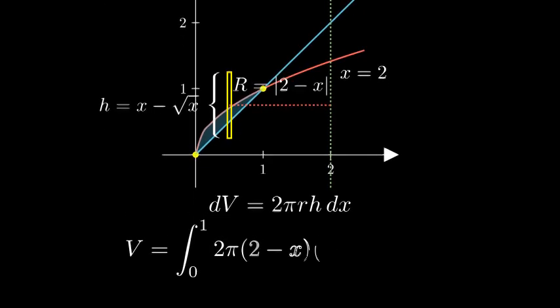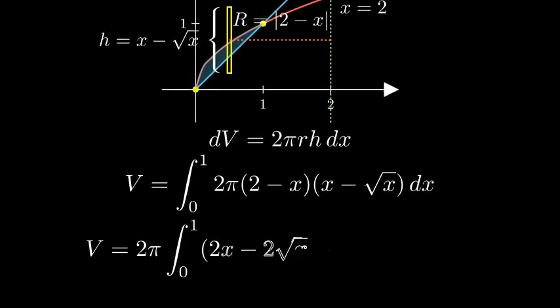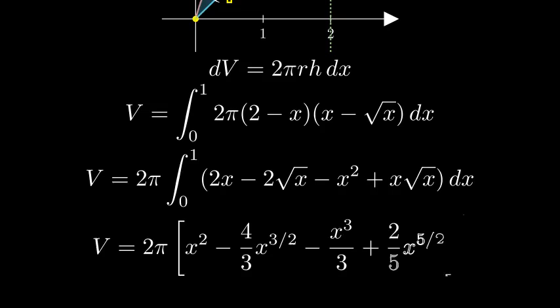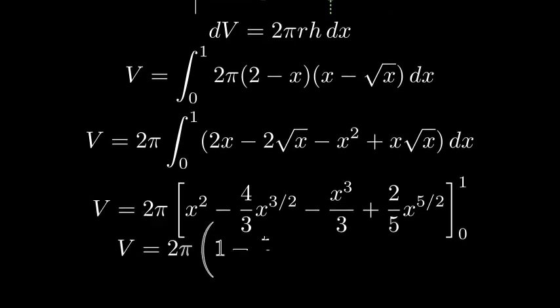In our case, that's 2 pi times the quantity 2 minus x times the quantity x minus square root of x, dx from 0 to 1. When we distribute, we get 2 pi times the quantity 2x minus 2 square root of x minus x squared plus x times square root of x. After integrating and evaluating from 0 to 1, we get our final volume.